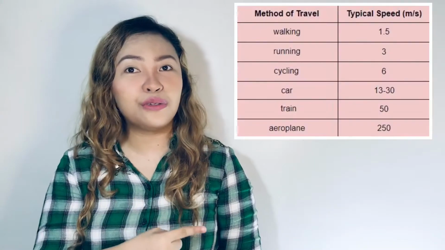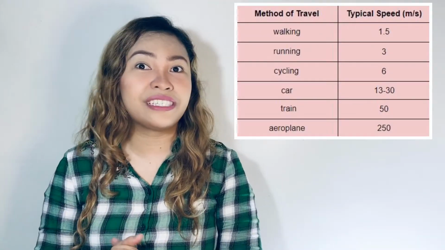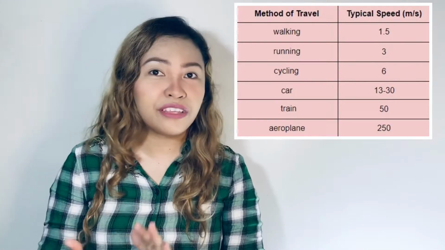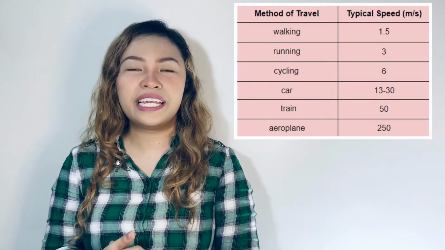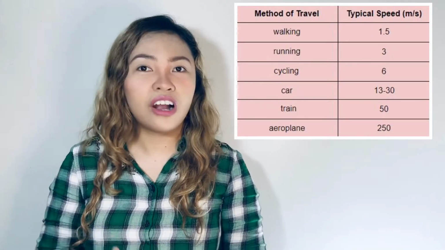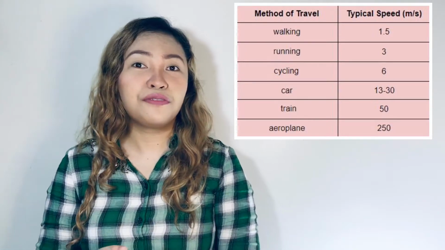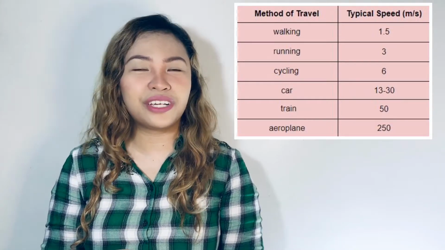Well, if you are not sure about what a scalar quantity is and what a vector quantity is, please check my video right here. And here are some typical values of speed in meters per second. We have walking 1.5, running 3, cycling 6, car 13 to 30, train 50, and airplane 250.